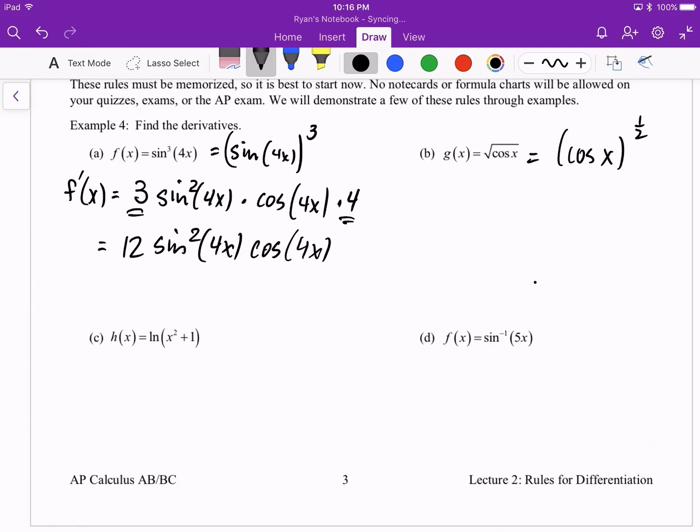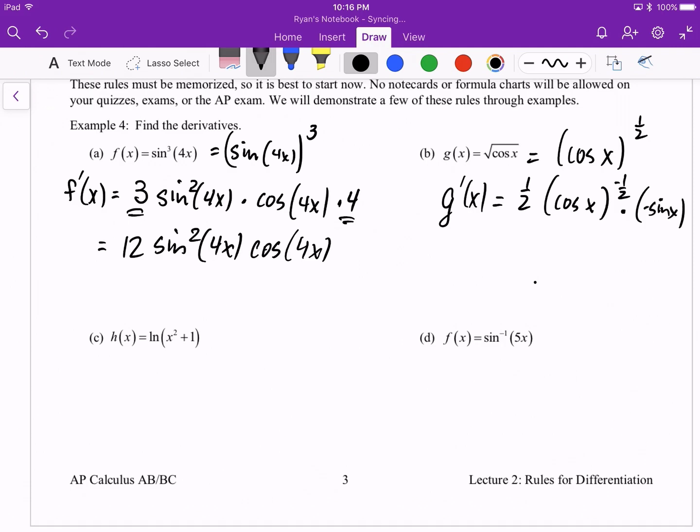That way I can see exactly what I need to do when I use the power rule. So g prime of x, I'm going to take the 1/2 and move it into the front. I'm going to rewrite cosine x to the negative 1/2 power, and then multiply by the derivative of cosine x, which is negative sine of x.